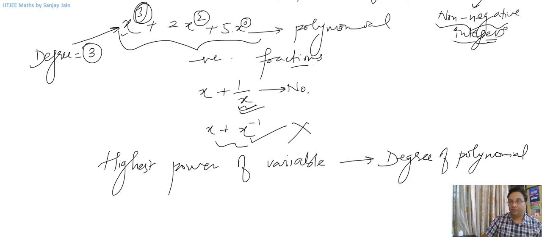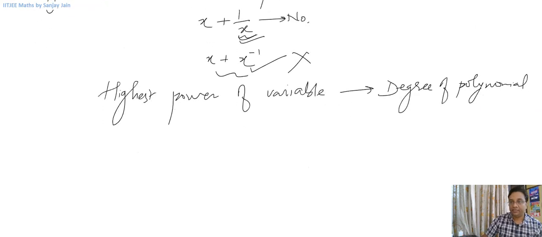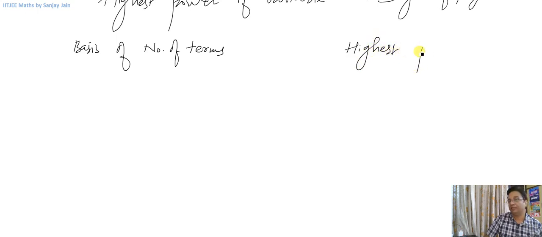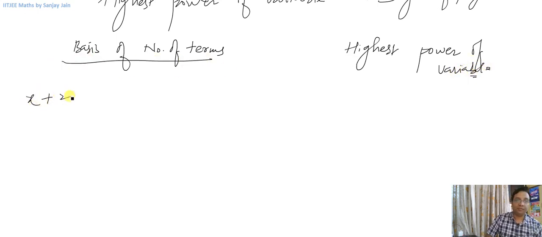Alright, now polynomials can be categorized broadly on the basis of number of terms, and another way is highest power of the variable. When I say number of terms, for example, if I write x plus 2, it has got two terms, 1, 2, right? These terms are separated by this plus sign here. They could have been separated by negative sign. So these terms are separated by plus or minus sign, right?